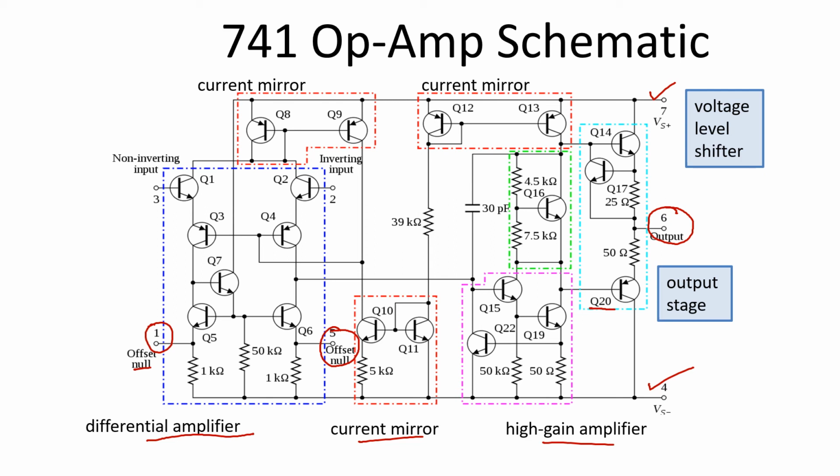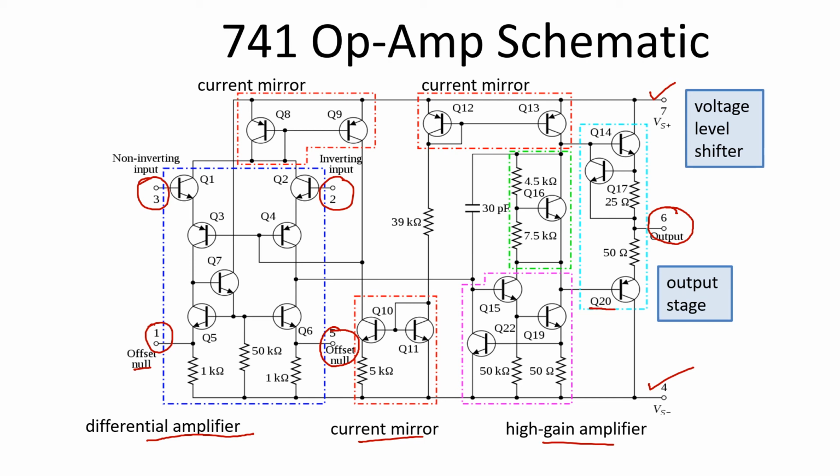So these are the two inputs, pin number 2 and pin number 3, the non-inverting and inverting pins. So this is the internal schematic. This will help you to understand why we are saying internal compensation, why the internal behavior is like this.